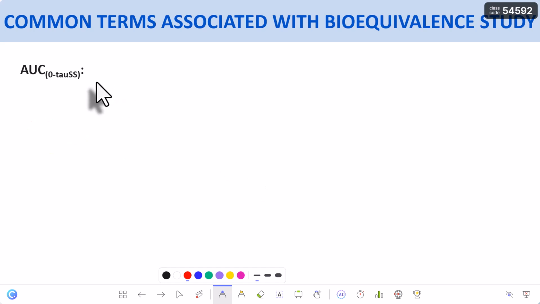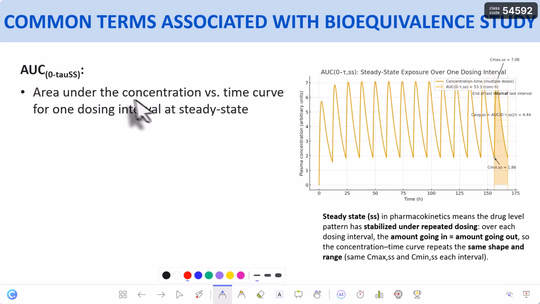The next important AUC term is AUC 0 to tau SS. So this SS stands for steady state. Let us understand this AUC 0 to tau SS. So this is the area under the concentration versus time curve for one dosing interval at steady state.